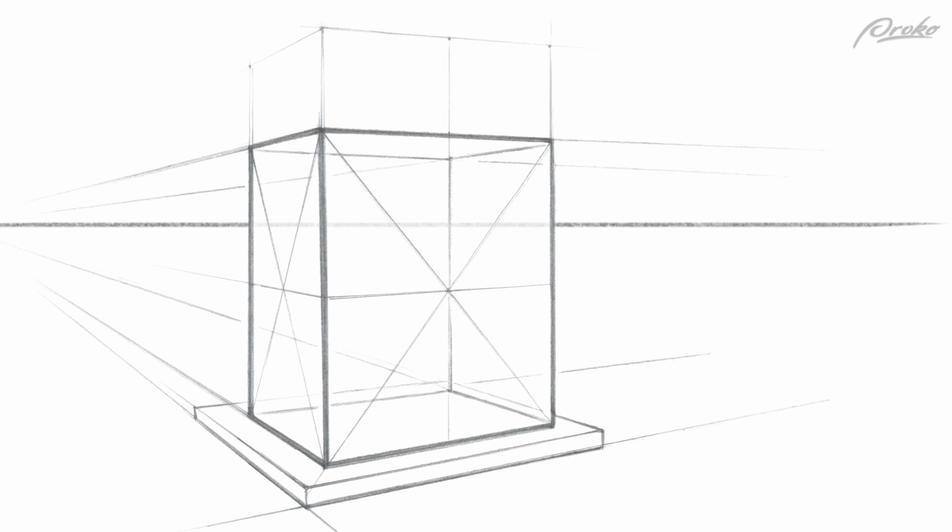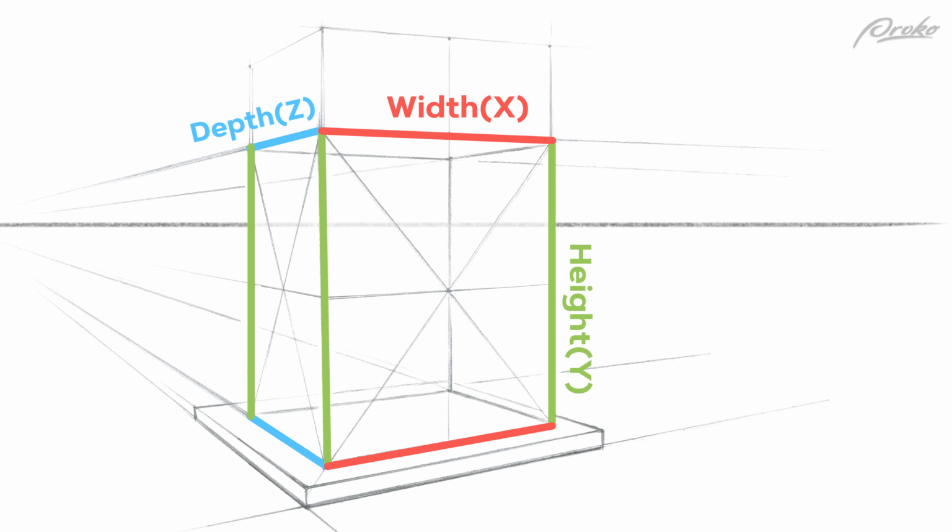Let's name the dimensions again. Width, that's left-right. Height, that's up-down. Depth, that's front-back. Width, depth, and height, the 3 axes of the beloved 3-dimensional world in which we live.